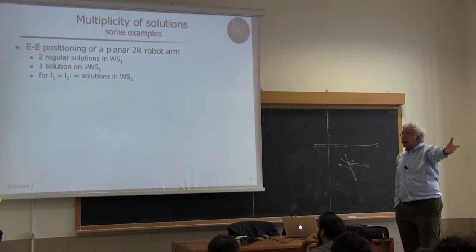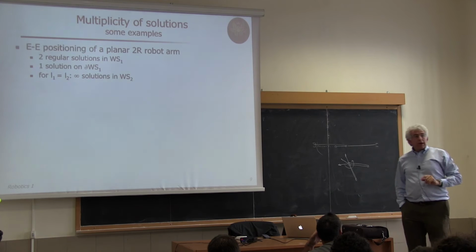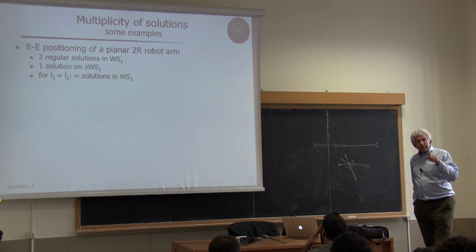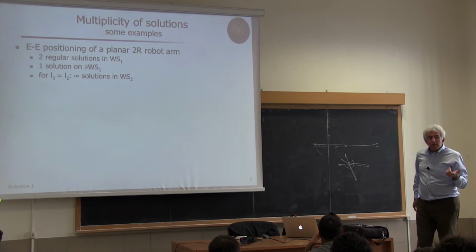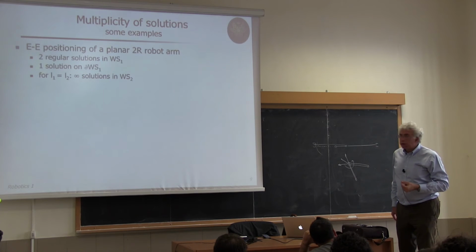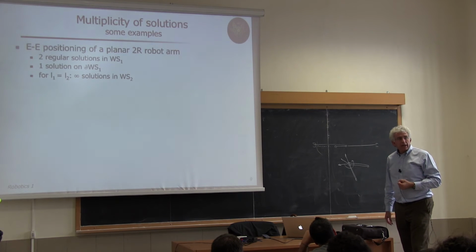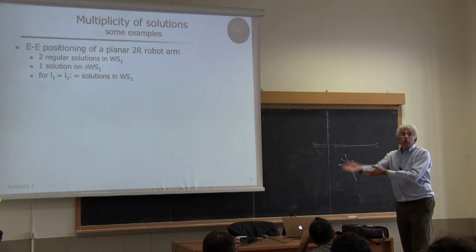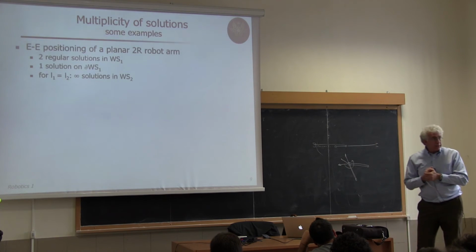Okay? Now, only in the case where L1 is equal to L2, and I'm assigning a desired position in the secondary workspace, which is just 1 point, so I'm assigning the origin as desired target position for the end effector, I have infinite solutions because I have infinite values for the θ1 variable that realize the same position, while θ2 should be folded by 180 degrees. Okay?